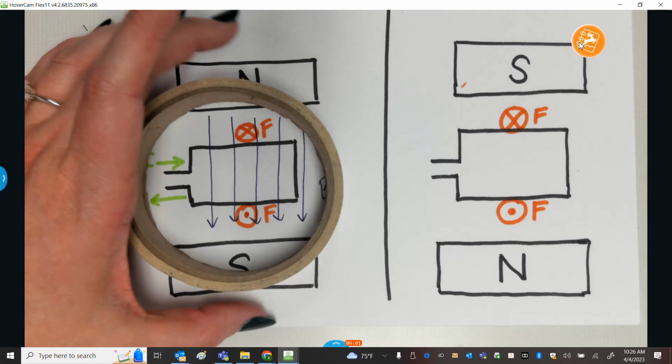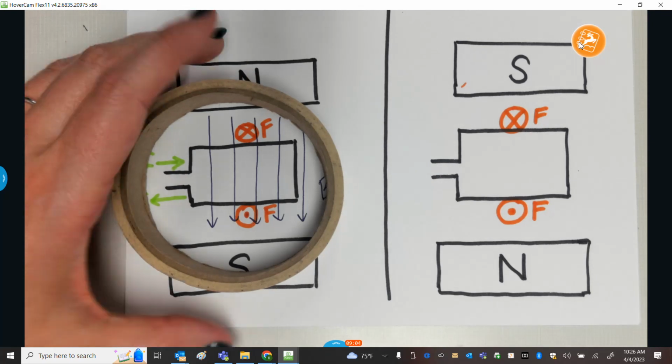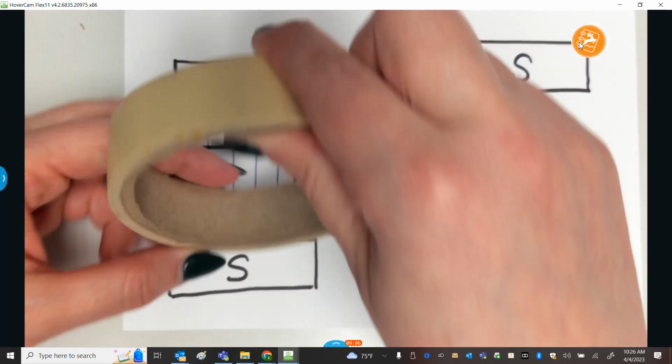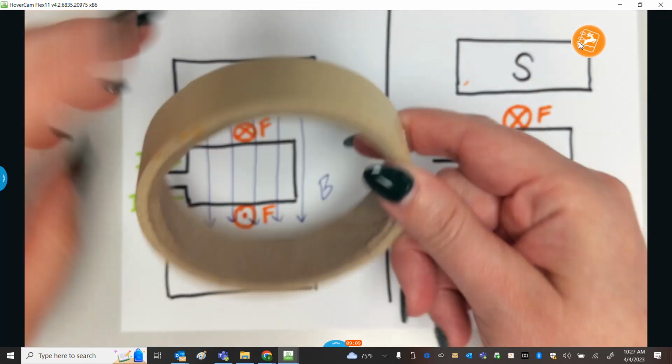What would happen to this? It would turn it. Look, pull, push. Pull, push. It's going to cause it to rotate.